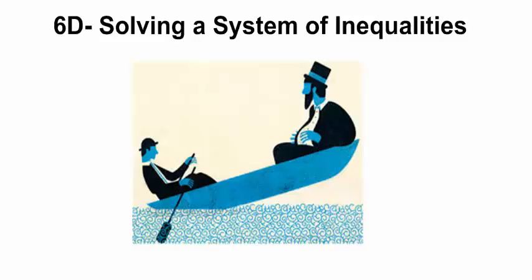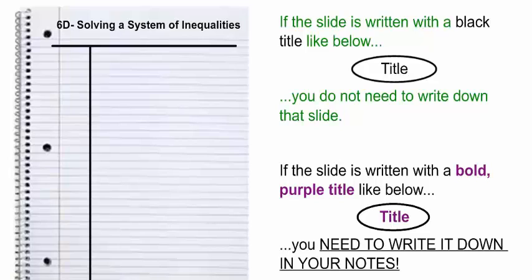Today you are going to be looking at learning target 6D, where you are solving a system of inequalities. Before we can start, you need to make sure you have your Cornell notes set up. Make sure they are titled 6D, Solving a System of Inequalities, so that you can reference them on a quiz or test down the road and know exactly what you're looking at.